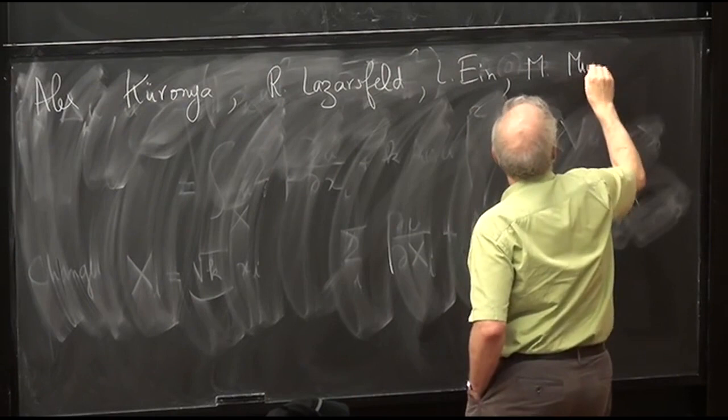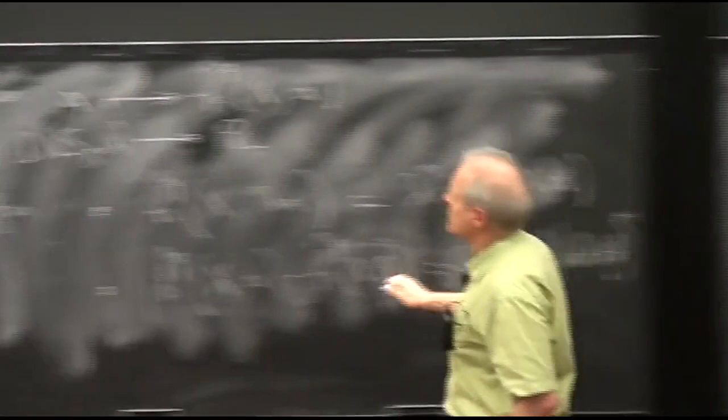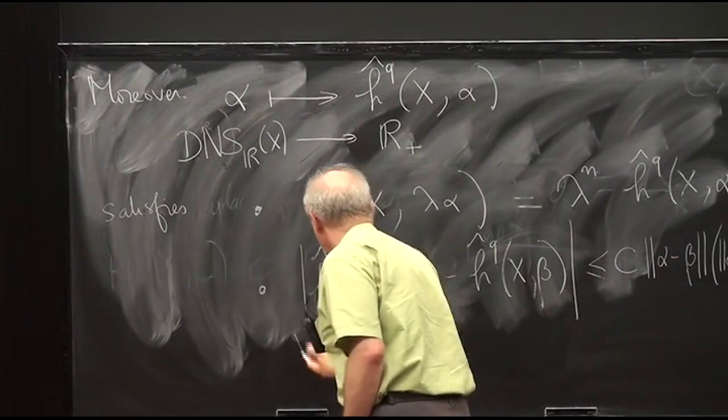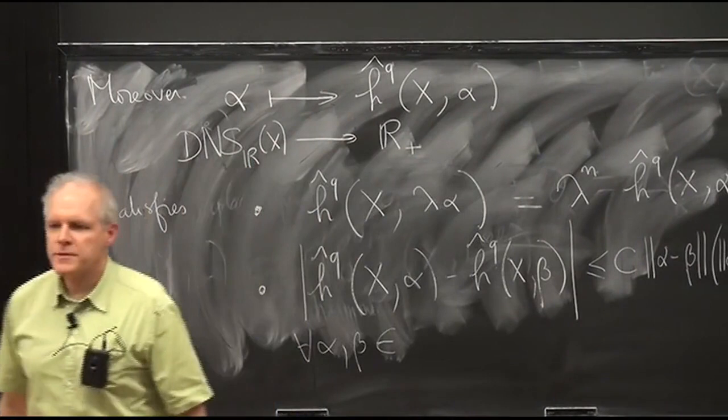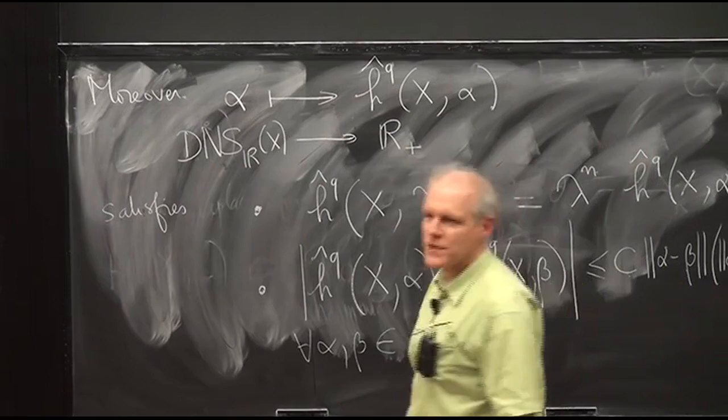So alpha and beta are in the cohomology? What does this norm mean? You are here on a finite dimensional vector space. So you pick any norm, and then of course the constant will depend on the choice of the norm. That is a constant.